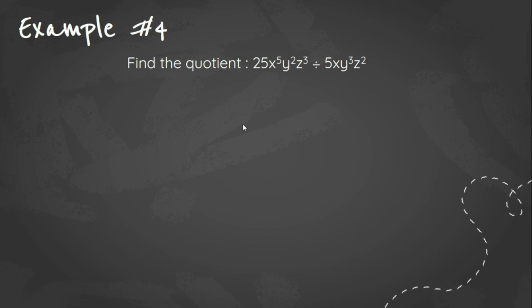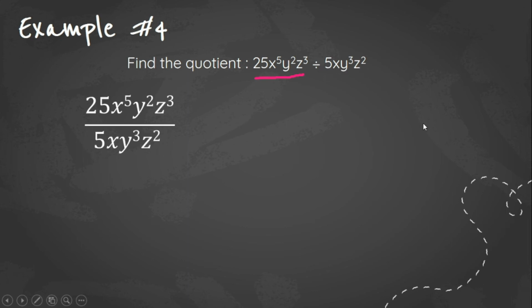When we say quotient, that is division. So, let's have this 25x raised to 5 y squared z cubed divided by 5x y cubed z squared. So, kung isusulat natin yan ng fraction, so ganito yung itsura. Ito sa taas, yung nasa una, ito yung nasa baba, divisor. We have the denominator. Okay?